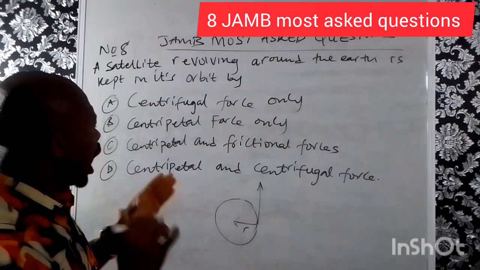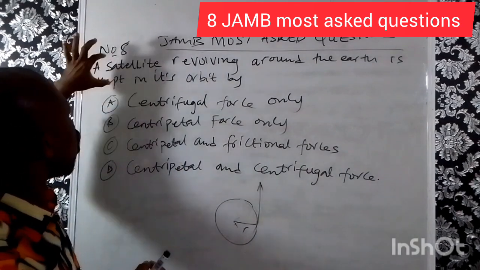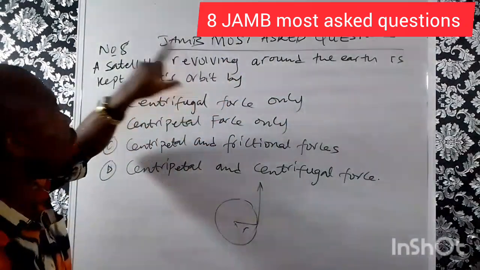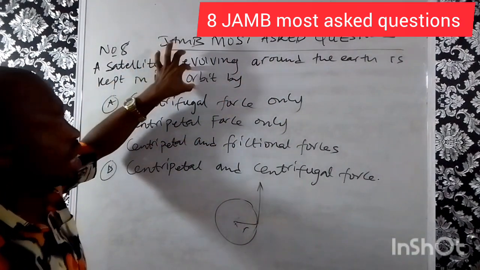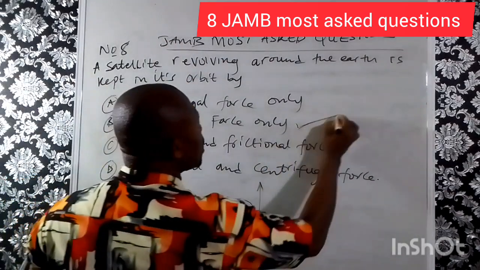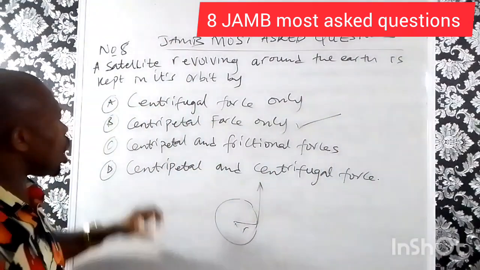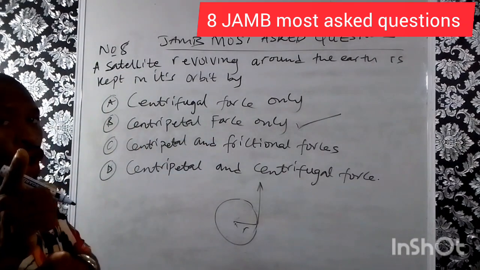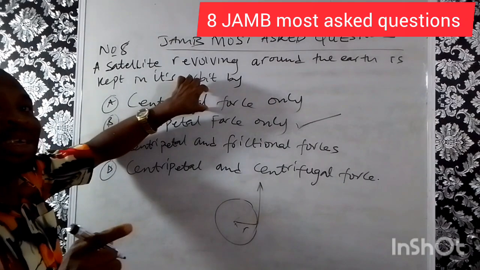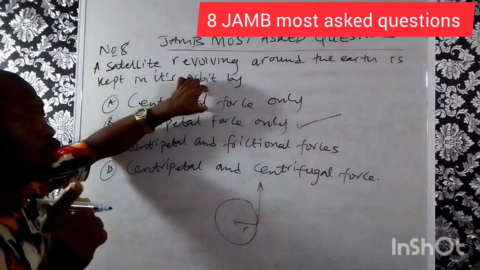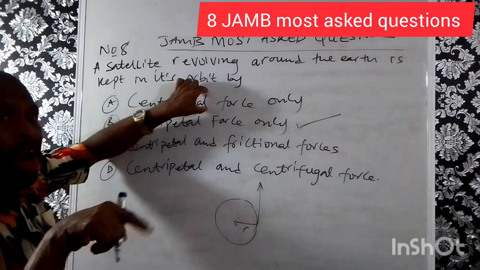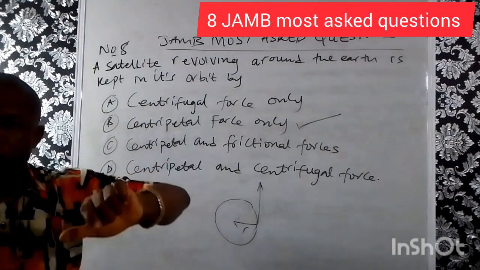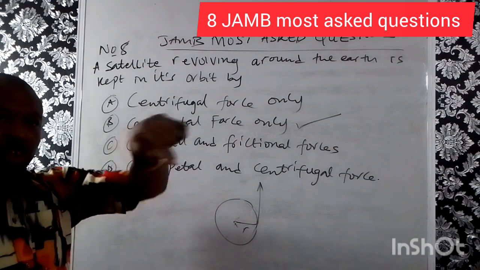Now between these, the only force that will keep a body rotating around its orbit is the centripetal force. Therefore, the correct answer option there is centripetal force. On no condition should you put centrifugal force. Centrifugal force, though the body is moving around a circular path, tends to move the body outwards from the center.